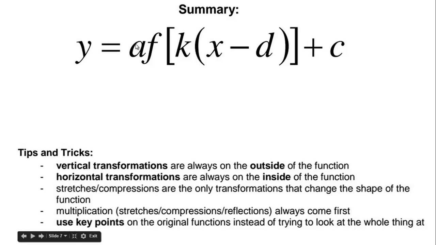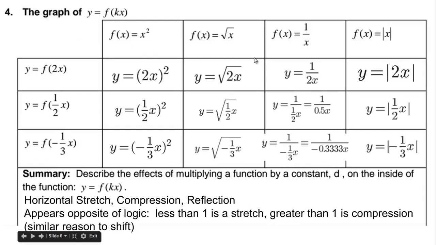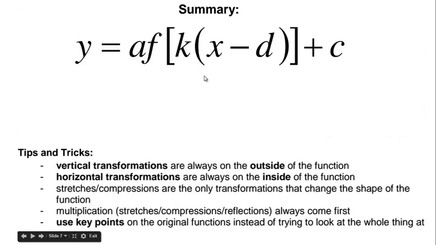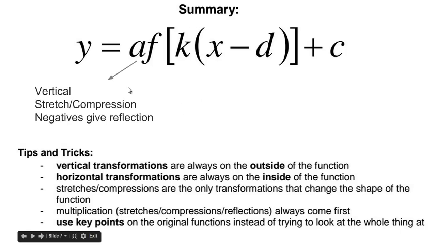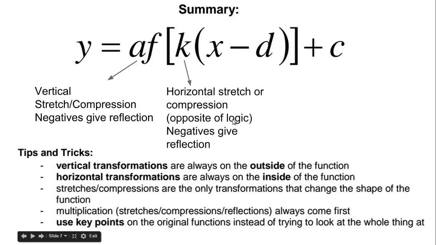Okay? In summary, we actually have all these letters in different spots, and they do have to be in these forms, like this k has to be factored out. A gives you a vertical stretch or compression, negative gives reflection. I would say that's not opposite of logic, that's with logic. Like a 2 is a stretch, that makes sense. K gives a horizontal stretch or compression, so it's almost opposite of logic, like a bigger number is a compression, makes things smaller. And a negative gives a reflection.